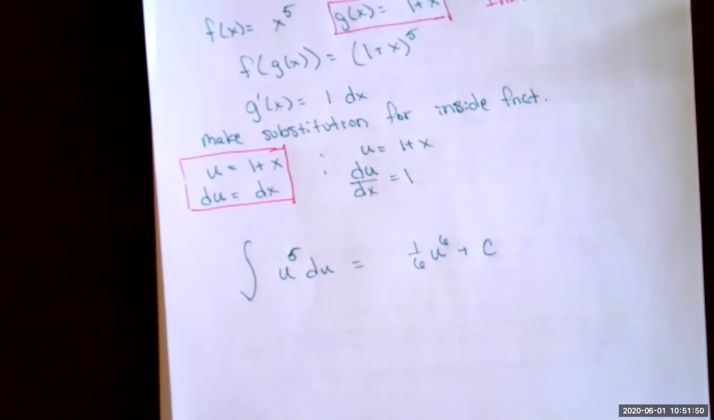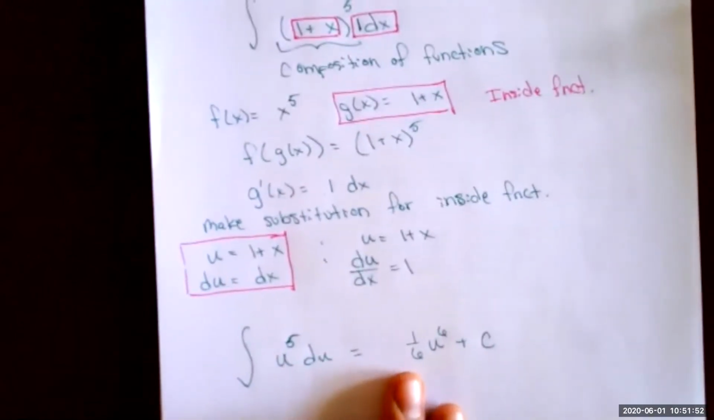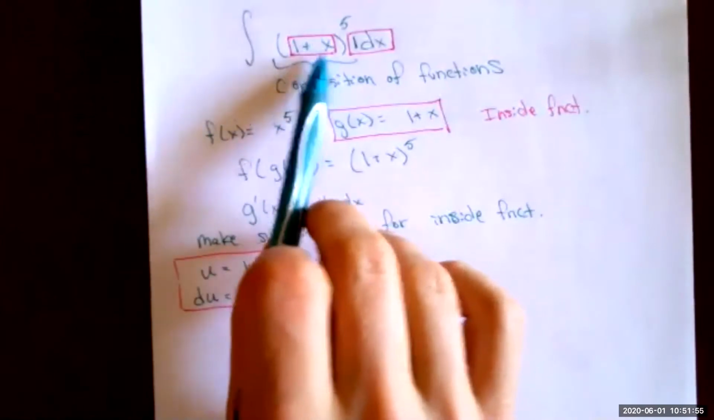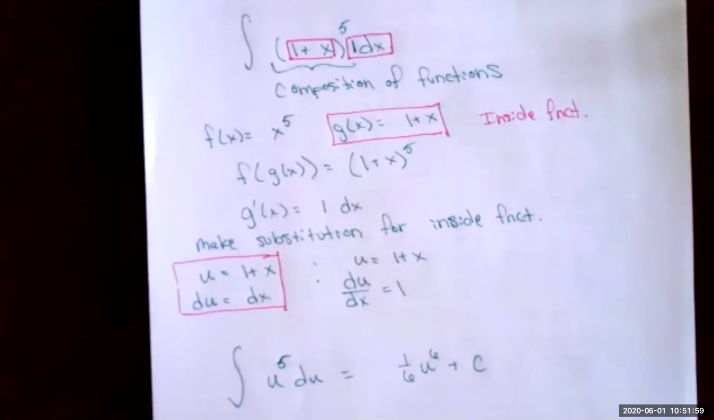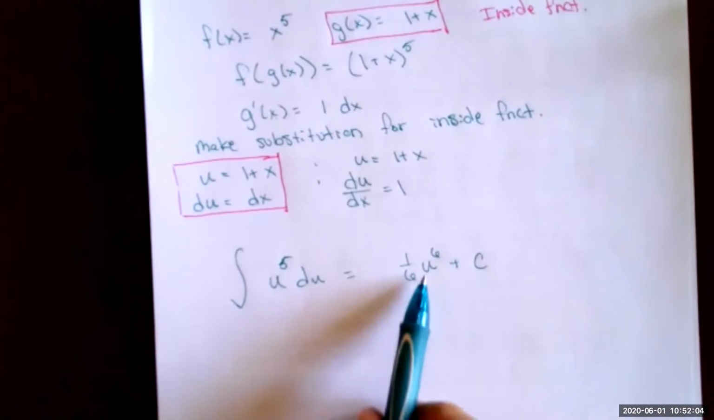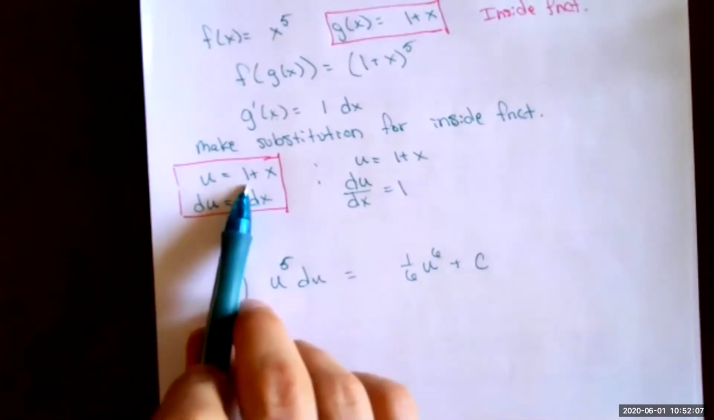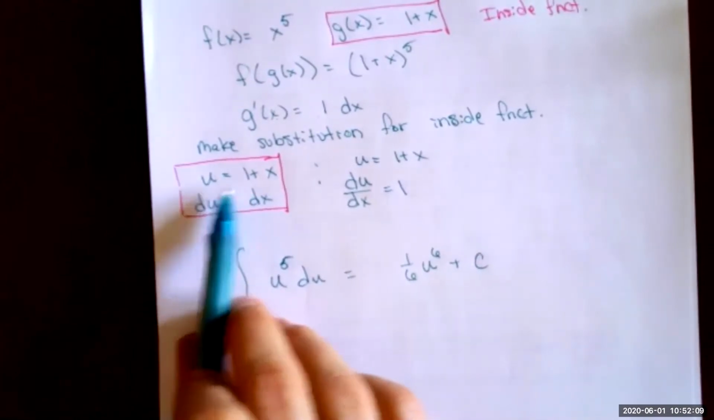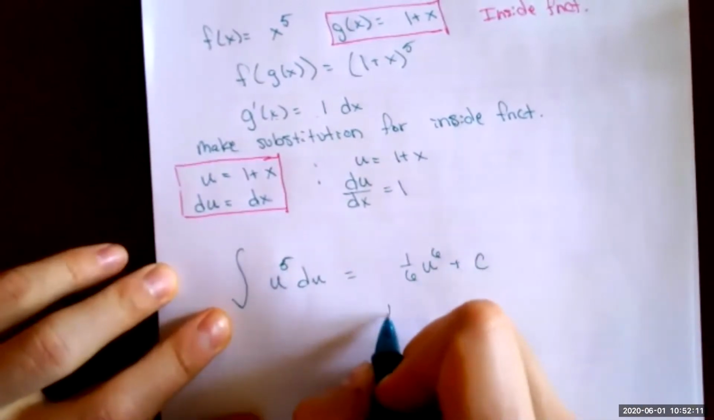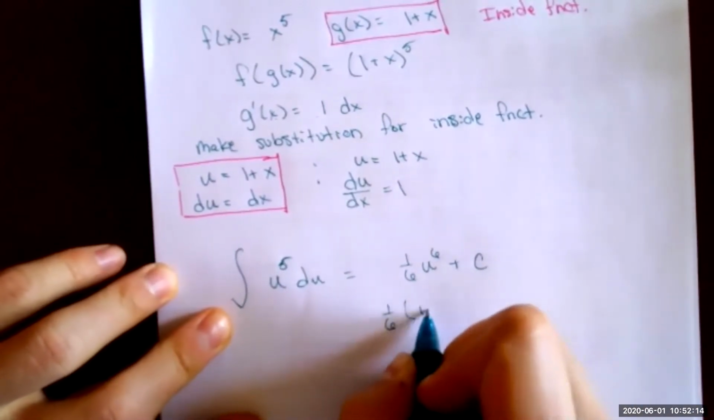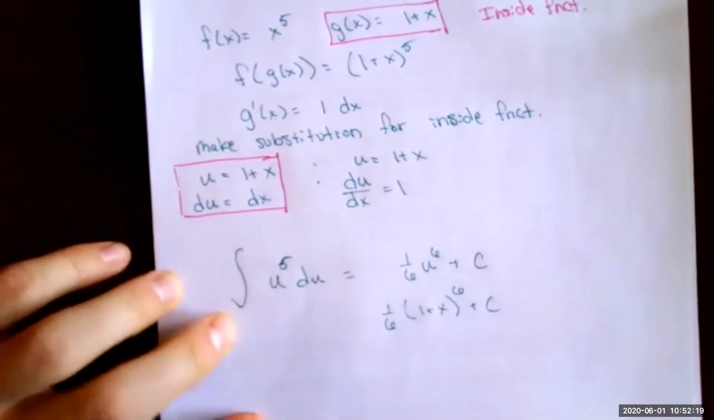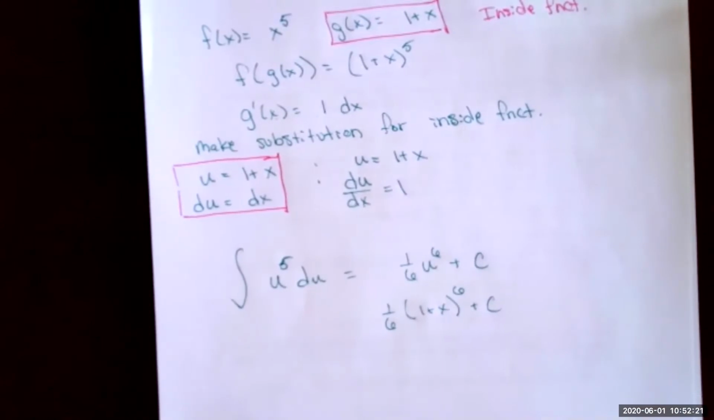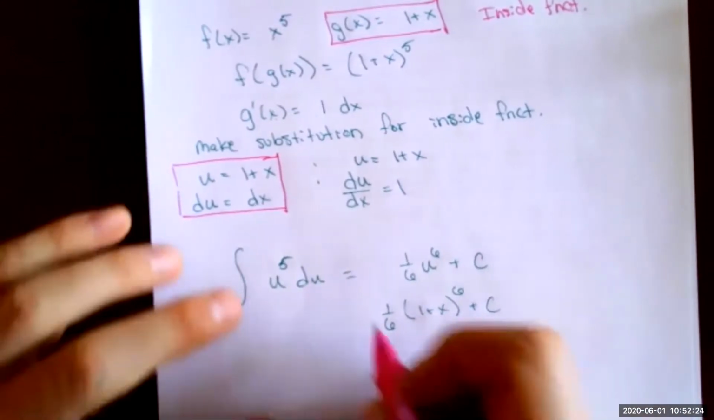Since this was just an indefinite integral, we started with x's. If we start with x's, it means we need to end with x's for an indefinite integral. So I have my u's here. Now what do we need to do? We just need to back substitute. So our u's were 1 plus x raised to the 6th power plus c. And this is our solution.